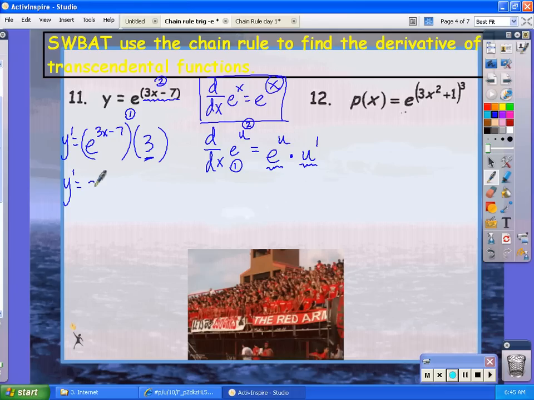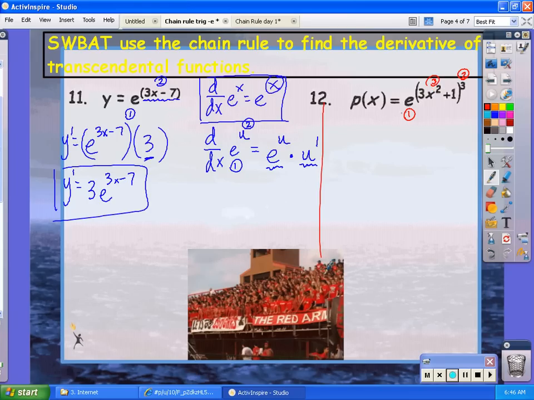And in cleaning that up, we get 3e to the 3x minus 7. So not real hard. Number 12. Notice we have e to a power, and this one's a little bit more complex because there is the e, which would be the first, that's the outside, and then we have a power on the power, so that would be the second part, and the most inside function would be the 3x squared plus 1.